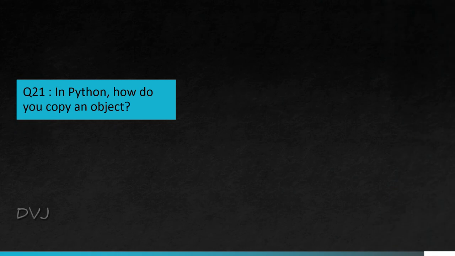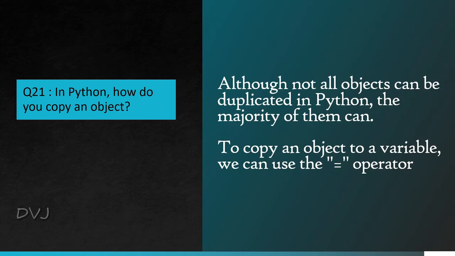Question number 21. In Python, how do you copy an object? Although not all objects can be duplicated in Python, the majority of them can. To copy an object to a variable, we can use the equals operator.